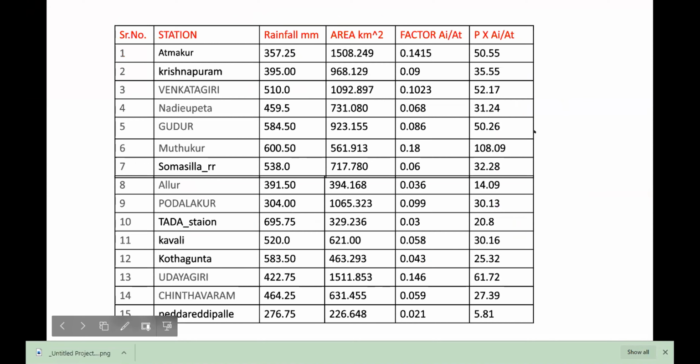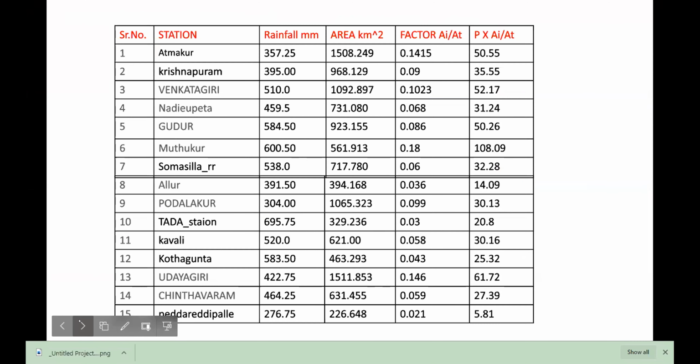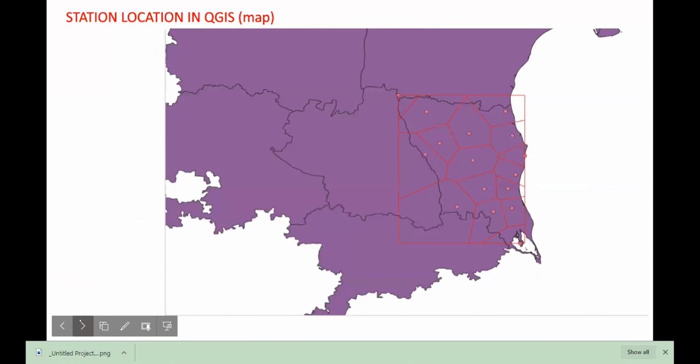Okay. So here you have the rainfalls, you have the area, you have the factor. Okay, and then what is P into A by... Pi into factor of area, sir. No, I understand that, but... Okay. So that factor column you're not using. Okay. P into Ai by A. P into factor basically. Yes, sir. And then you will sum up that column. That will give you the total. Okay. Go to the next slide.